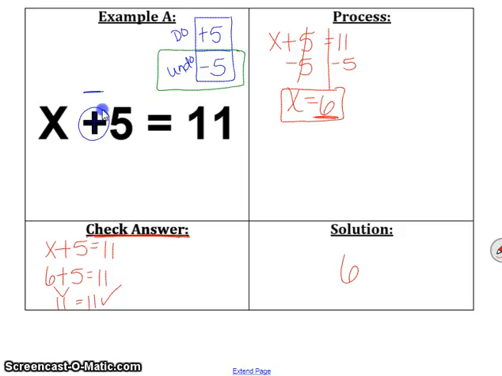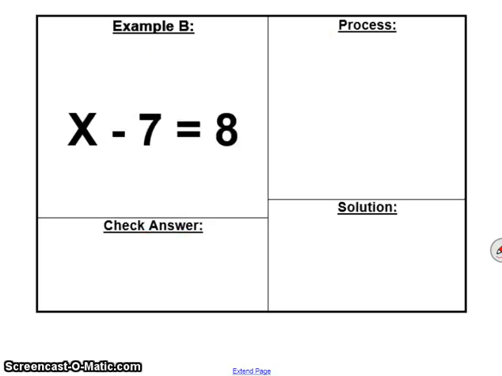If you go to example B, example B says x minus 7 is equal to 8. The very first thing I want to do is draw my do and undo boxes. We're going to be using these for one and two step equations. Right now in my situation I have minus 7. That's what's given in my equation. But I want to do the inverse operation, or the opposite operation. And the opposite of subtraction is addition. So I want to add 7.